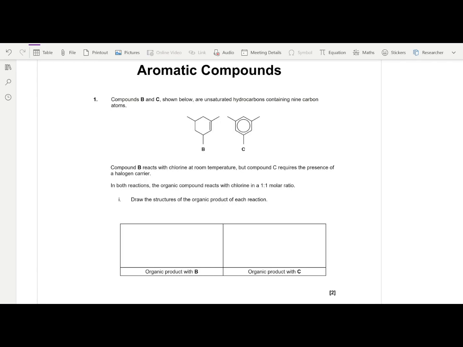Welcome to Norton Chemistry. Today we're going to be answering some exam questions on aromatic compounds for OCR A Level Chemistry.